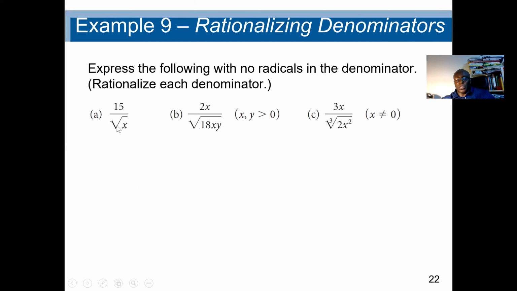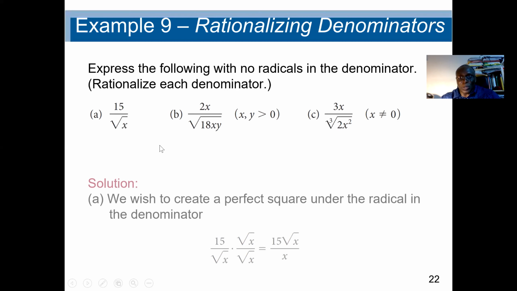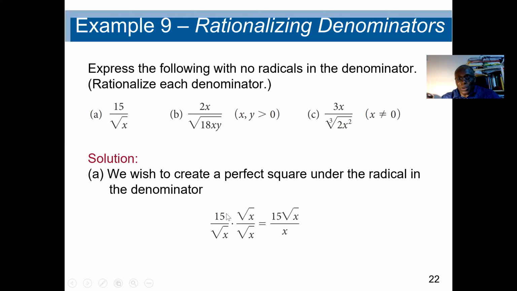So 15 divided by square root of x, the only way I can take the radical sign away or take the square root away is to multiply by square root again, because square root of x times square root of x will give me square root of x squared. And now since square root is half exponent, we have half exponent times 2 will be 1. So let's look at the solution, maybe that will be better. So this is our question, 15 divided by square root of x.